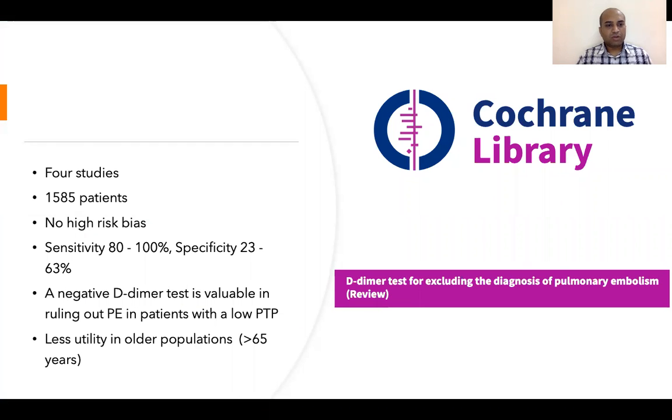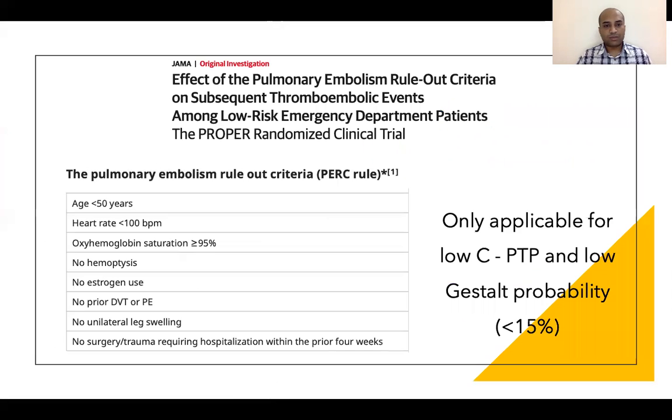A Cochrane review involving 4 studies with more than 1,500 patients and without any high-risk bias has shown that, while excluding the diagnosis of pulmonary embolism, D-dimer has a sensitivity of 80 to 100%, but has a poor specificity. So a negative D-dimer test is valuable in ruling out PE in patients with low pretest probability. But it has less utility in the older population because routinely they have a higher D-dimer.